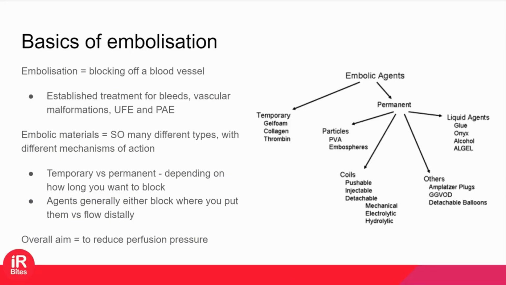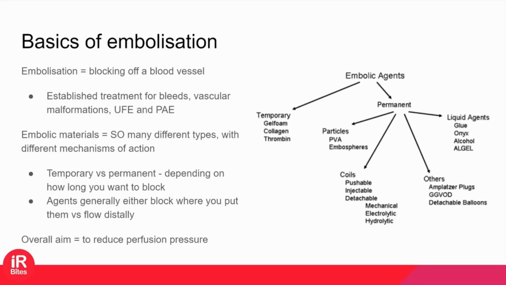And the overall aim of this, generally speaking, is to reduce the perfusion pressure. So if someone's bleeding a lot, you reduce the perfusion enough so that it becomes a trickle, and then slow flow blood will clot because the body will clot it. That's Virchow's triad. So that's how the bleeding completely stops.